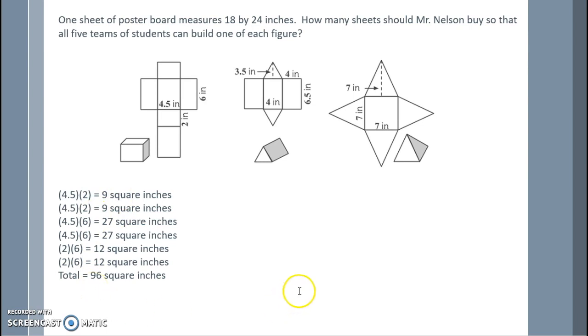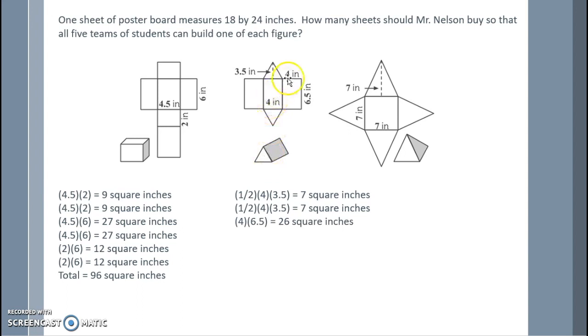Let's move to the triangular prism. We have 2 triangles and we have 4 rectangles. If we start with the triangles, the area of a triangle is half times base times height. So half times the base of 4 times the height of 3.5, which is 7. We have 2 triangles, so I wrote that one twice. Then we have a 4 by 6.5, another 4 by 6.5, and the middle is a 4 by 6.5. So this one is 92 square inches.